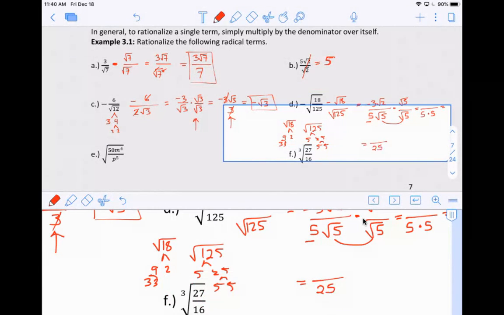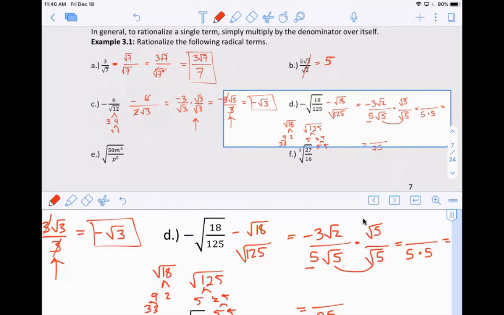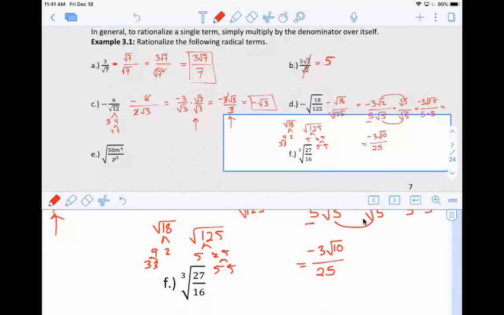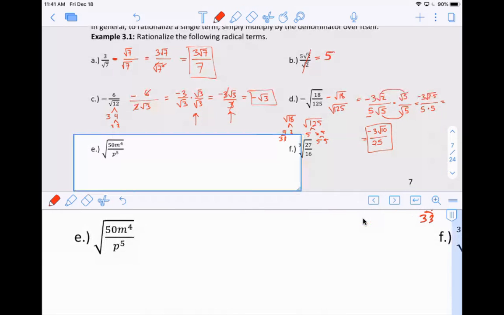Over 25. Okay, what happens on the top now? I get these two combining. You get negative 3 root 2 times 5, which would be negative 3 root 10. And again, unfortunately, this time we see that 3 and 25 don't simplify any further, but at least now it's rational. It's a whole number on the bottom. All right. Let's keep going with this idea here.